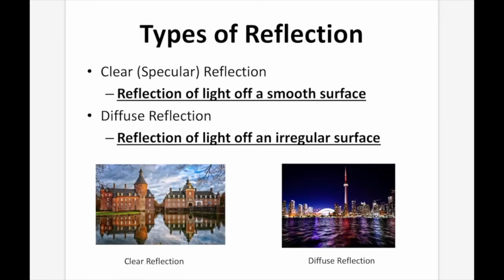Types of reflection. We can have clear or specular reflection, which is reflection of light off a smooth surface. So in the left picture here, you can see clear reflection. You get a nice flat water, and you get a nice reflection. You can pretty much see that the buildings look the same in the water as they do above the water.